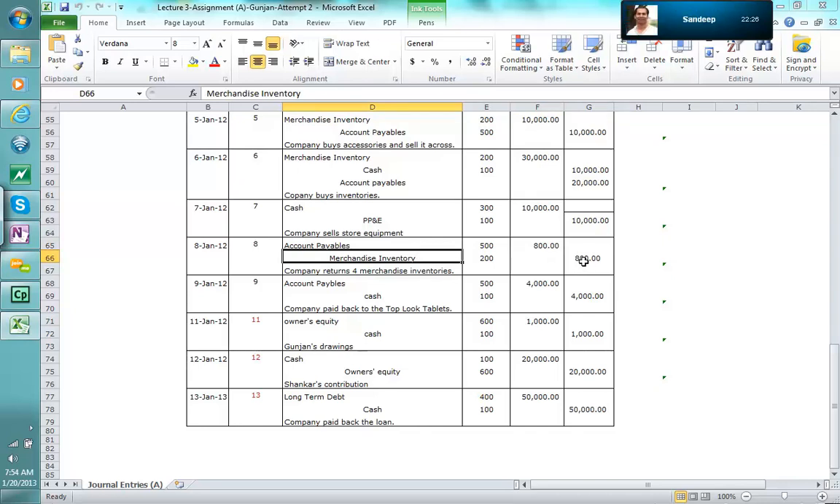When merchandise inventory decreases, it is an asset going down, so that will be a credit entry. Similarly, the company paid back. In this case we had an accounts payable. We had money to pay to this company, so you reduce that by 800.